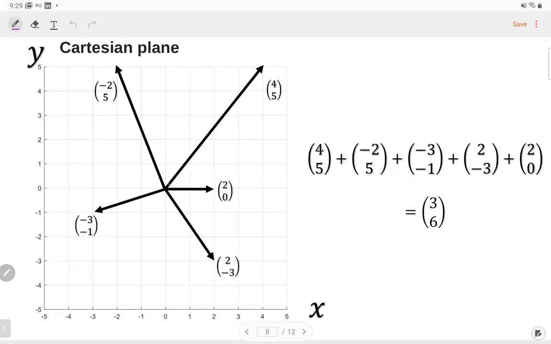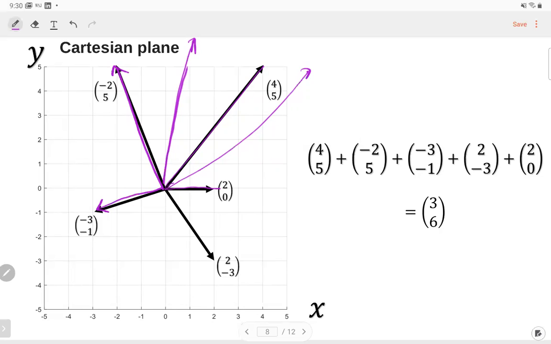We have to do the addition one by one. For example, if I pick the first and the second, then we get a new vector. Then we add the new vector to the third vector and get another new vector. And we add this new vector to one more vector, and get another vector. So until I add all the vectors, I will get the total vector. But this is not an ideal way to calculate the addition, because it is too slow.